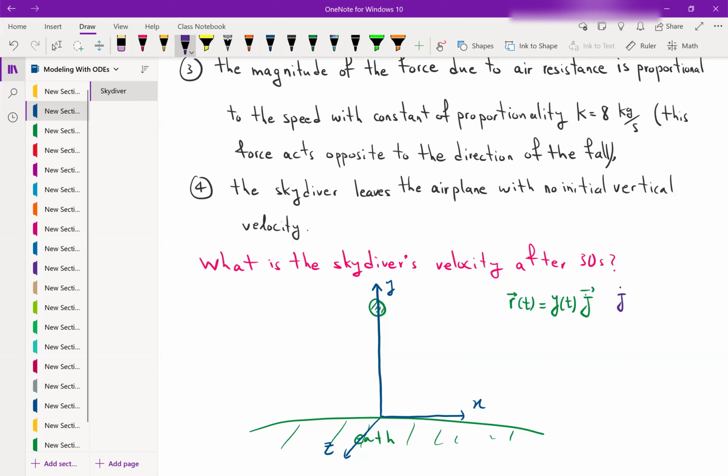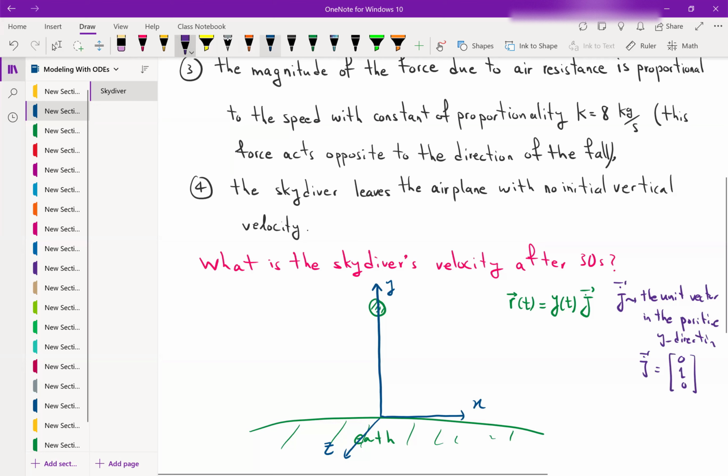Here j is the unit vector in the positive y direction. That means that j, the vector j, has coordinates 0, 1, 0. That is the vector j, right?